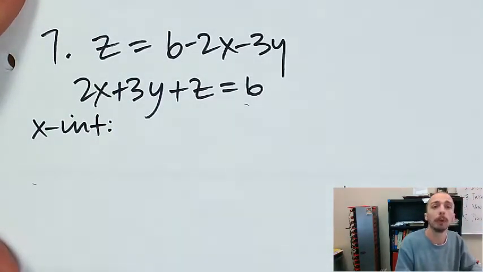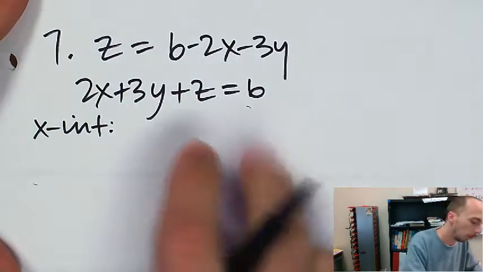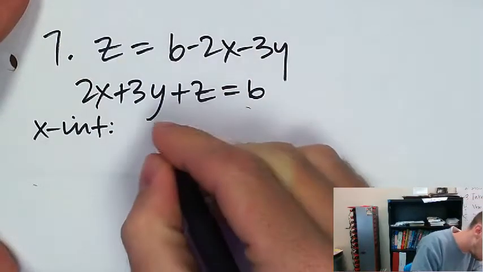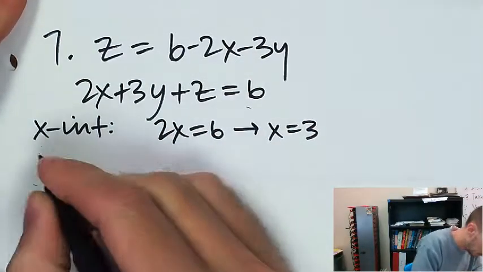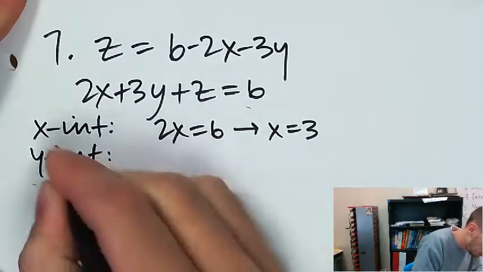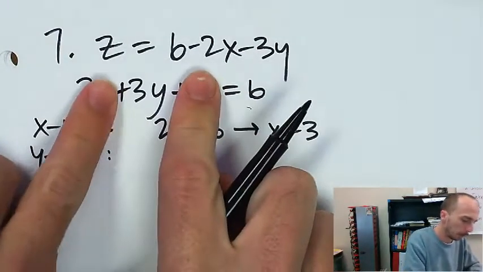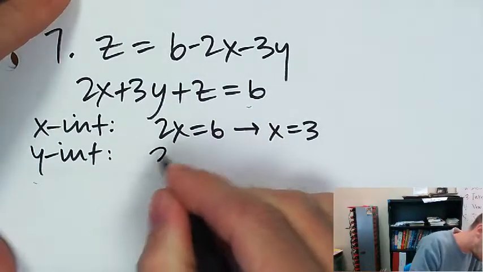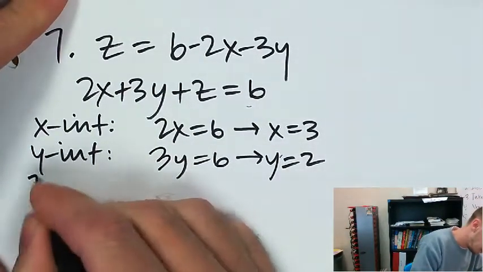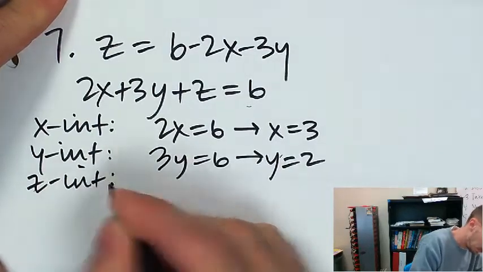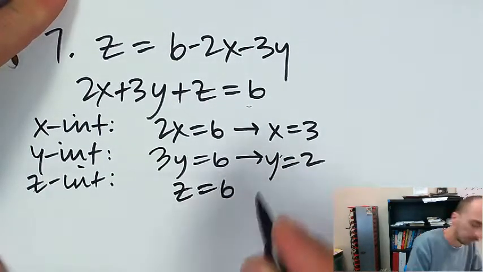If you think about the x-intercept, it's going to be where both y and z are 0. So both of these would go away. 2x equals 6, x equals 3. The y-intercept, that would be where x and z are both 0. So 3y would equal 6, giving me y equals 2. And then for the z-intercept, I'm going to have z equals 6.